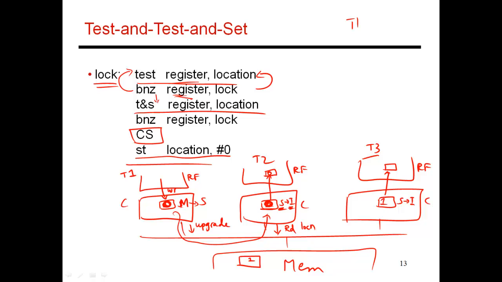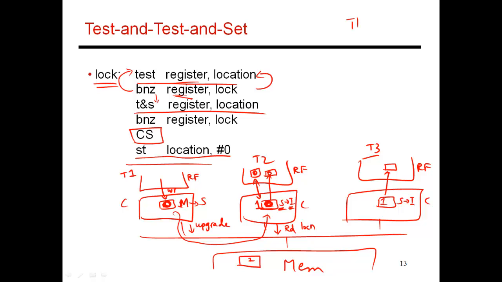Okay, and assuming that this value has not changed, assuming that this is still a 0, you do a test and set with a 1 in your register and you do an exchange. So you place a 1 over here. And you get a 0, which means you are now successful. You have been able to acquire the lock.